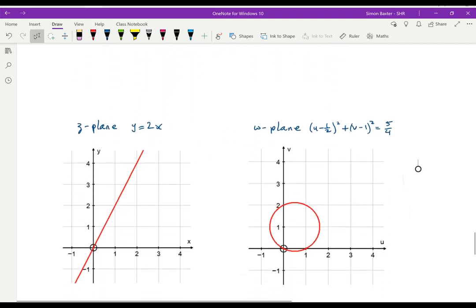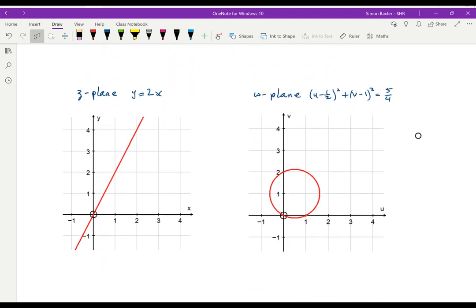So in this case, we started with the line y equals 2x, and we have finished with a circle, center (a half, 1), and radius root 5 over 2. So those are three examples of finding transformations of images in the z-plane to the w-plane. It's a good technique. You might well find some examples where you can do something by a slightly shorter method, but what I've done here will take you through all of the examples that you're likely to meet.